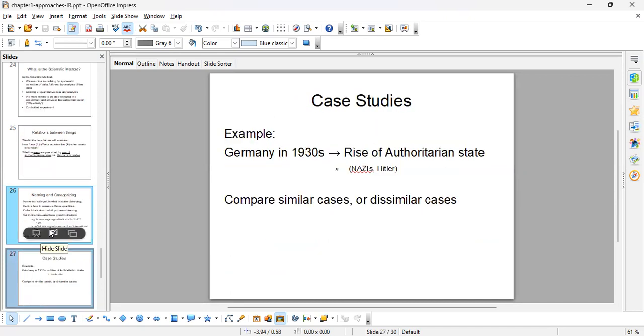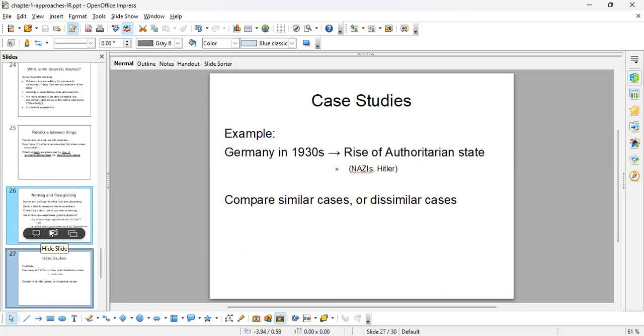Let's look at case studies. In this example, we might be considering Germany in the 1930s and looking at whether World War II happened because it was preceded by the rise of an authoritarian state in Germany. So in this case, you are trying to find out if the war happened because of the rise of authoritarian states. Your case study is Germany. Now you're going to have lots of information if you look at this case study.